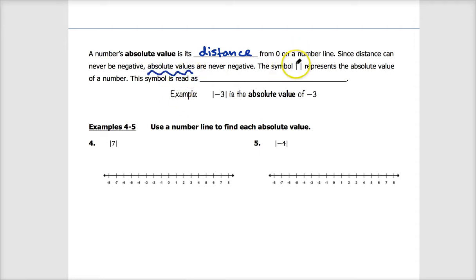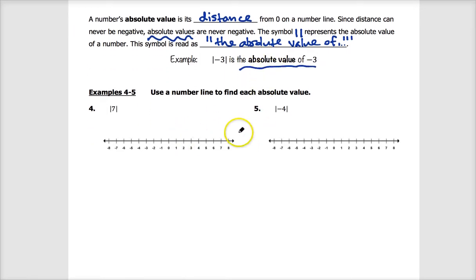This symbol, which is just 2 vertical bars, represents absolute value. And anytime you see the symbol, you would just read it as the absolute value of, and then whatever number is inside it. So, for example, here you see you have a -3 inside these absolute value bars. You read that as the absolute value of -3.